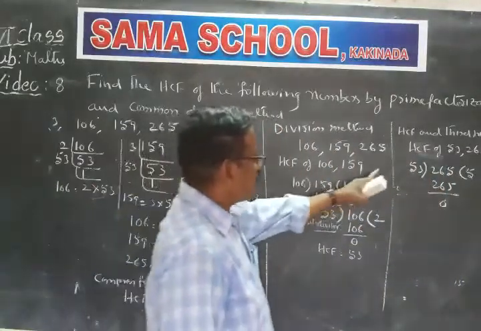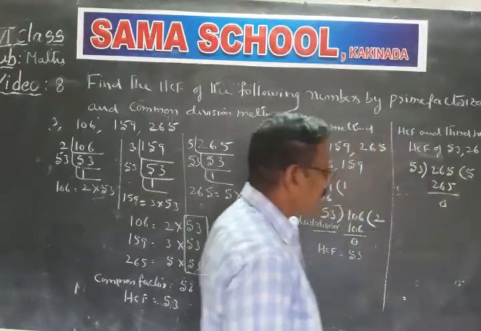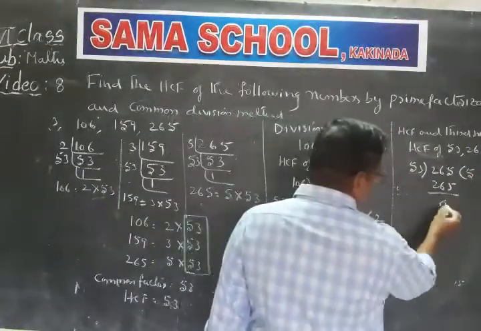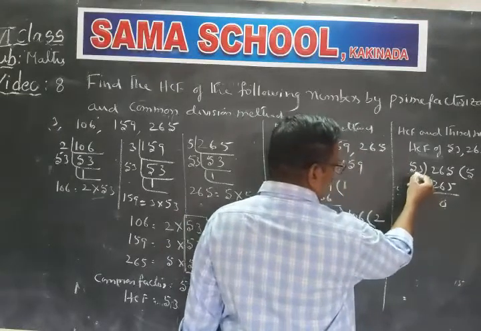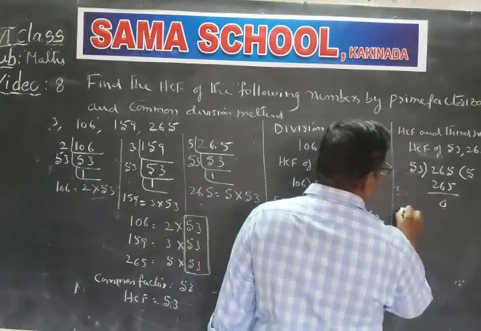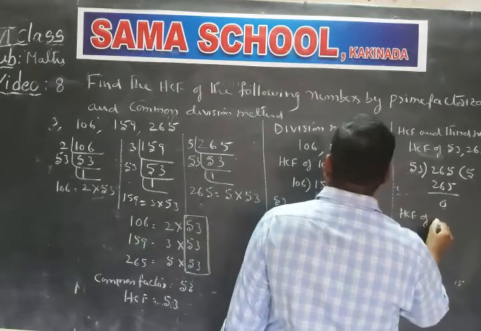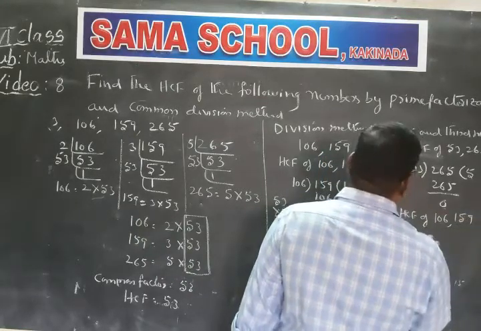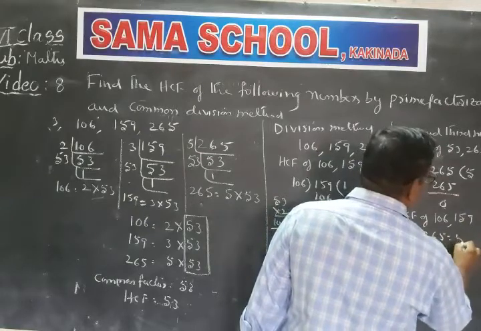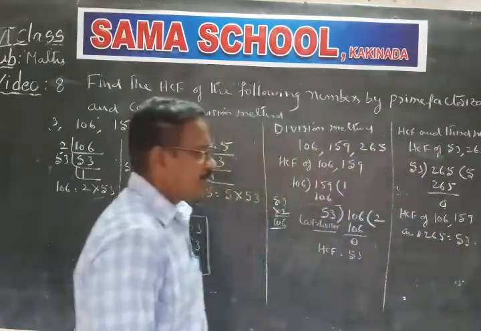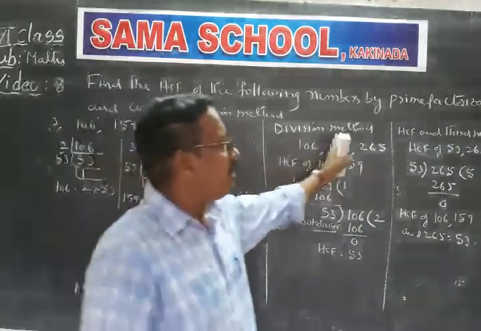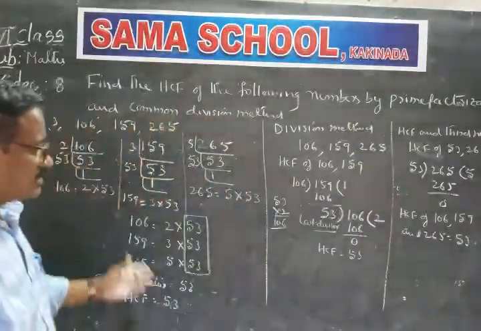In this first, second and third number, what is the GCF? The GCF is 53. Until the remainder is 0, we get the answer 53. The GCF of 106, 159 and 265 is equal to 53. So this is the prime factorization method. This is the division method. The answer is 53.